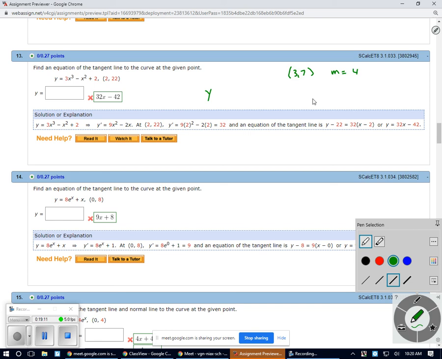Now tell me what b is, not in this equation, but in general. What does b stand for? The y-intercept, which means y when x is 0. So all I have to do is make x 0. y equals 4(x minus 3) plus 7. I've just written the equation of a line. Look at that. Boom.